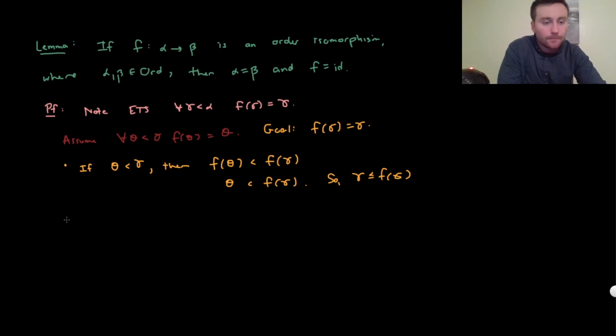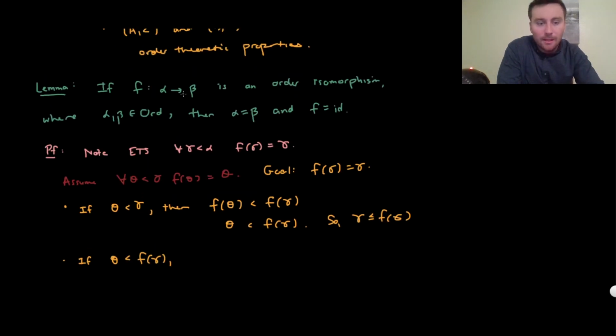Okay, well, what else do we need to show? If we take some theta that's less than f of gamma, our goal now is to show that theta was less than gamma. And how can we do this? Well, what do we know about f of gamma? F of gamma is less than beta, right? Well, then that means that theta is also less than beta. And so theta is in the codomain of our order isomorphism. Well, order isomorphisms are onto.